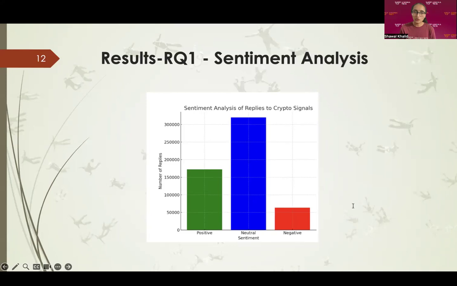This demonstrates the powerful influence these crypto signals can have on users' interaction on this platform. The next goal of this research question was to understand the sentiment distribution. This bar chart shows the sentiment distribution among replies to the crypto signals on X. As you can see, the majority of responses are neutral, followed by a significant number of positive replies. The relatively smaller proportion of negative replies suggests that users generally perceive these signals in a neutral to positive light.